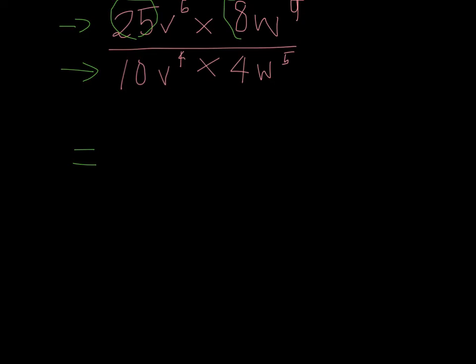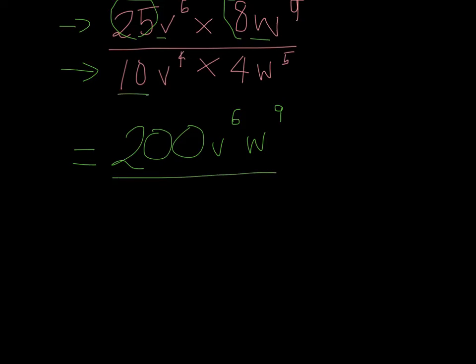They're both numbers, so you can combine them. So 25 times 8 is equal to 200. You can see that V and W, in this case, aren't the same base, so you can't combine them. So v stays to the power of 6 and w stays to the power of 9. Same thing down the bottom: 10 times 4, numbers and numbers, we can multiply them together, which is equal to 40. V and W stay the same, we can't combine them, they don't have the same base.